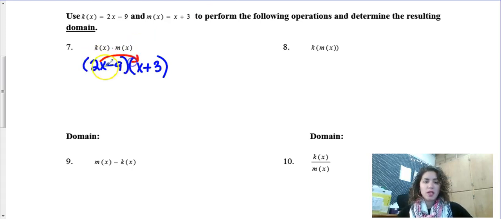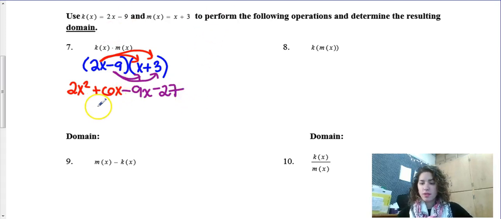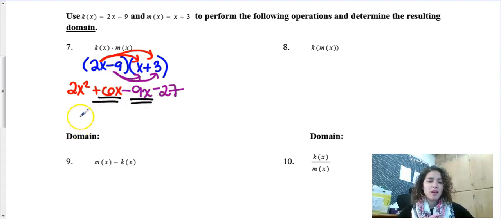my arrows to help. So 2x times x is 2x squared. 2x times a positive 3 is a positive 6x. Nowhere else to send these arrows, so now we go and send in negative 9. Negative 9 times x is a negative 9x. And negative 9 times a positive 3 is a negative 27. Now I am ready to look for some like terms. I see no other squared terms, but I got this positive 6x and this negative 9x. That I can do something with, resulting in an answer of 2x squared minus 3x minus 27.